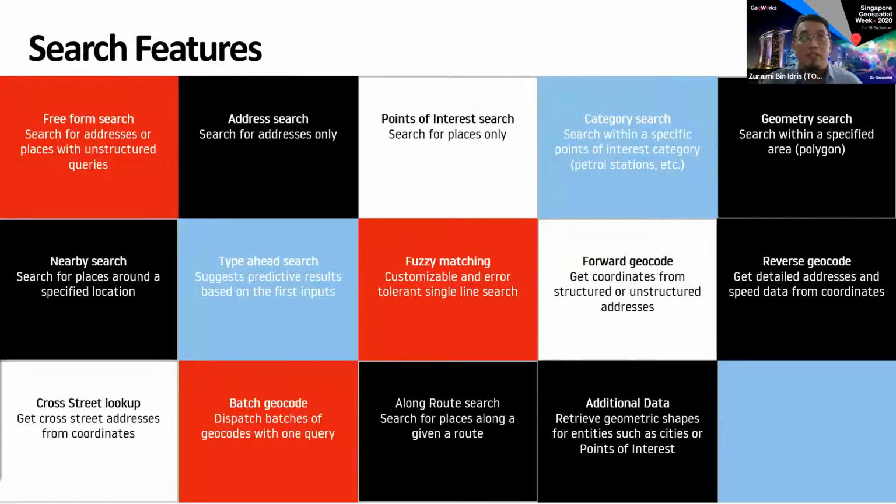Here's the summary for the search features, which is a free-form search, address search, points of interest search, category search, and geometry search, where for free-form, you can do a nearby search and cross-street lookup, and there's type ahead search, fuzzy matching, forward geocoding, reverse geocoding, batch geocoding, and along route search.